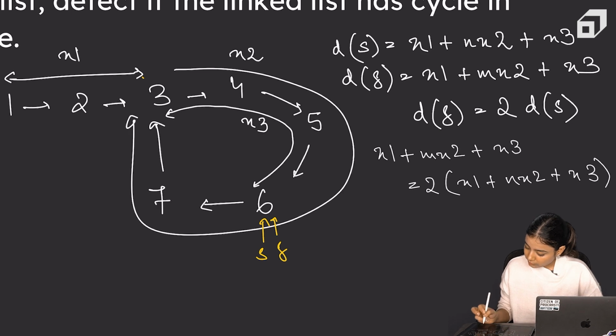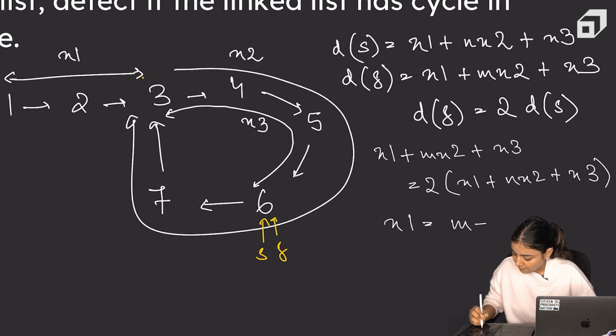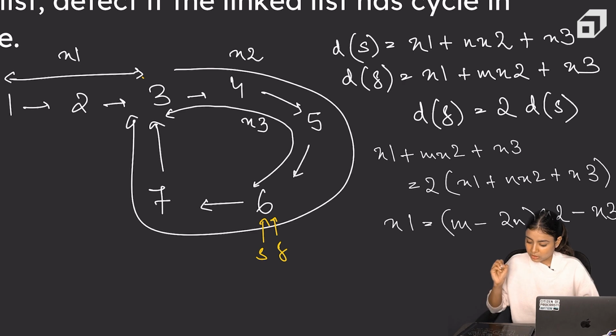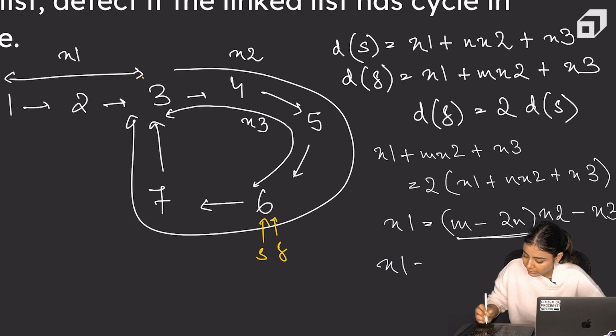And if you solve this, what you will get is x1 is equal to (m minus 2n) x2 minus x3. You would see x1 equal to this, and this m minus 2n would be some integer constant, so let's just call it k.